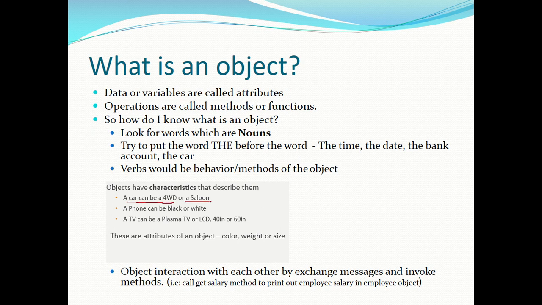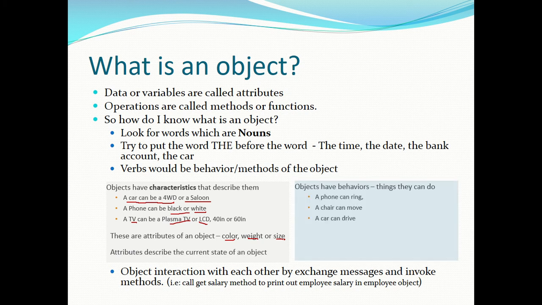All right, like a type of it. A phone could be black or white, so it's a color. All right. So a TV could be a plasma TV or LCD TV. This is just the size of the TV, and it could be 40-inch or 60-inch. So these attributes like color or weight or size are more like characteristics or attributes of the objects, or we sometimes call them the class variables of that object.